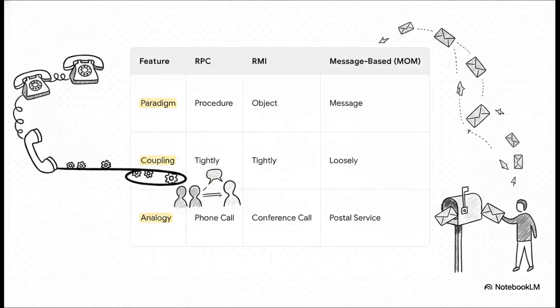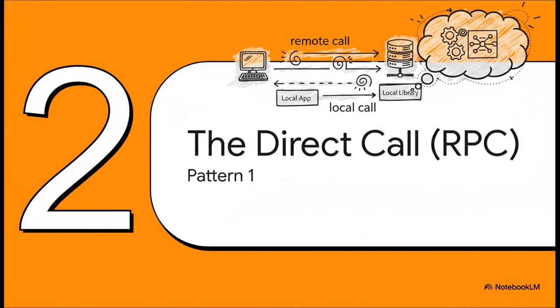You've got RPC and RMI on one side. We call those tightly coupled. Think of it like a direct phone call. You and the other person have to be on the line at the same time for the conversation to happen. Then you have message-based systems, or MOM, which are loosely coupled. This is much more like a postal service. You can drop a letter in the mail without worrying if the other person is home to receive it right that second. Big difference.